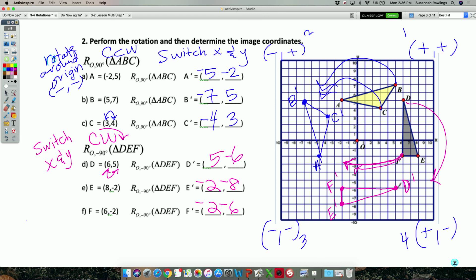Okay, questions there? Nope. Okay, go ahead and flip to the back. This is your reference sheet, very similar to when we did reflections. We're going to kind of work through this. You'll do it independently.